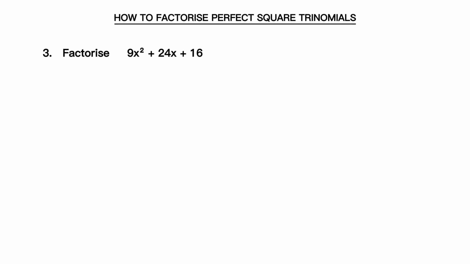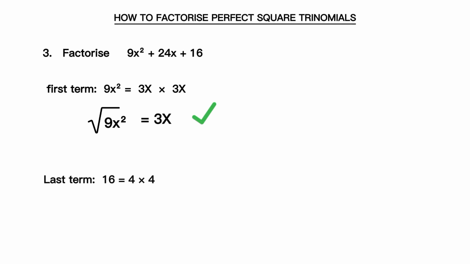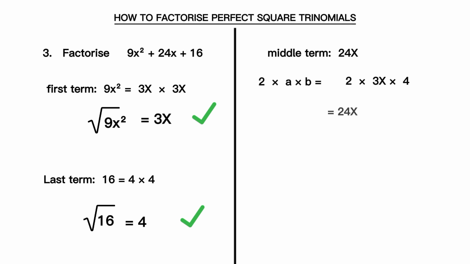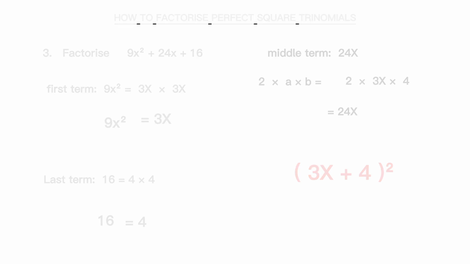Example 3. 9x squared plus 24x plus 16. Step 1. Square root of 9x squared equals 3x. Step 2. Square root of 16 equals 4. Step 3. Middle term. 2 times 3x times 4 equals 24x. Perfect match. The factorized form is (3x plus 4) all squared.